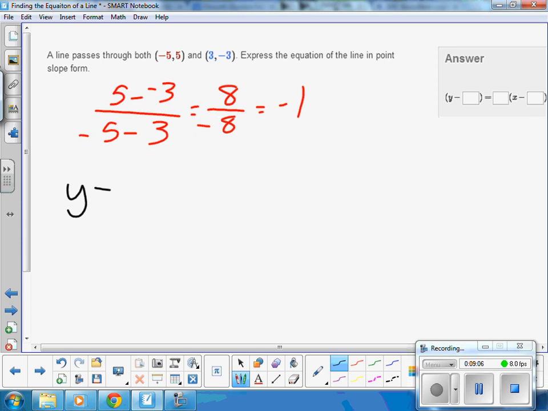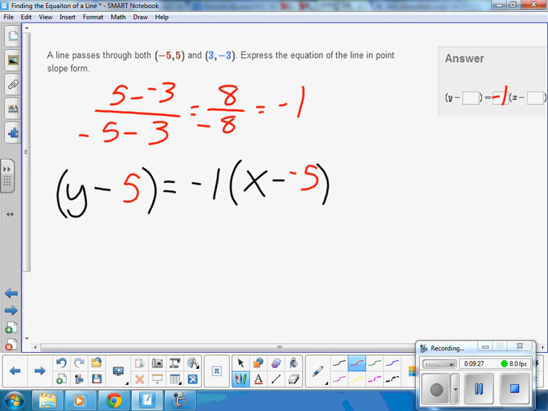So y minus y is equal to my slope, negative 1, times x minus x. I'm going to use my red point. My y is 5, and my x is a negative 5. So my slope is a negative 1. My y here is 5, and my x is a negative 5.